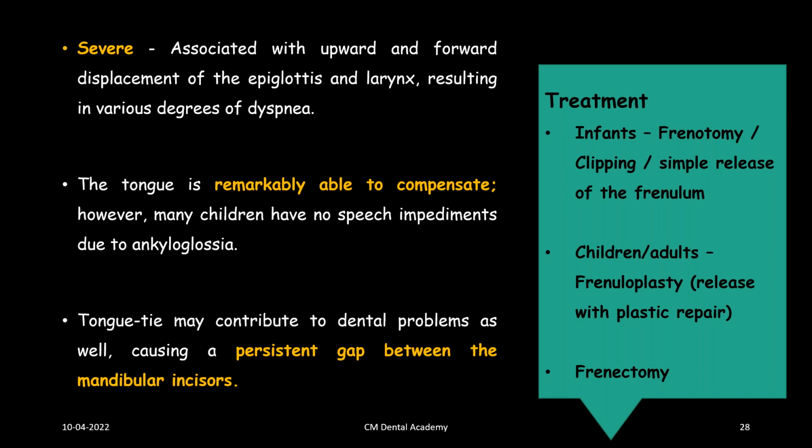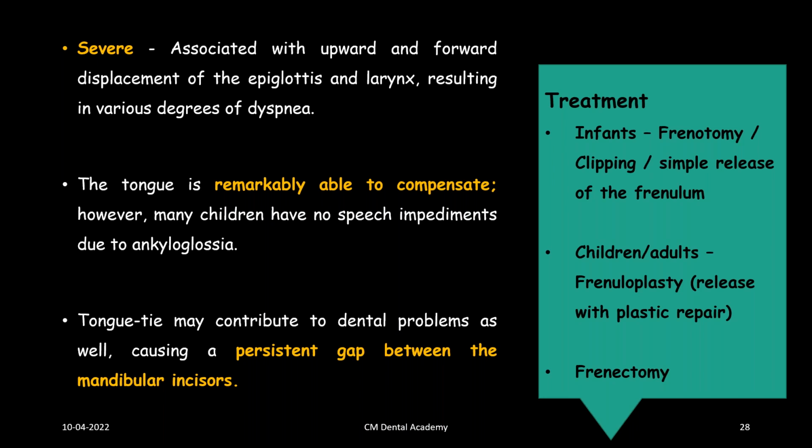Severe cases may be associated with upward and forward displacement of the epiglottis and larynx, resulting in various degrees of dyspnea, that is difficulty in breathing. The severity depends on the extent to which the tongue is fused to the floor of the mouth by the lingual frenum. In some cases, the tongue is remarkably able to compensate, and many children have no speech impediments due to ankyloglossia. Tongue tie may contribute to dental problems such as a persistent gap between the mandibular incisors.